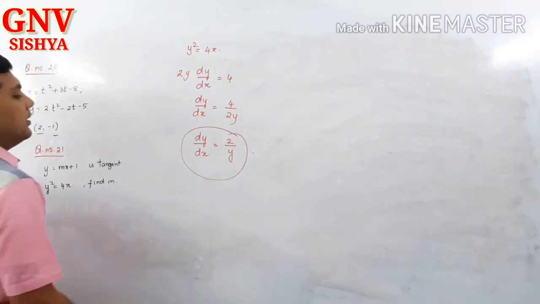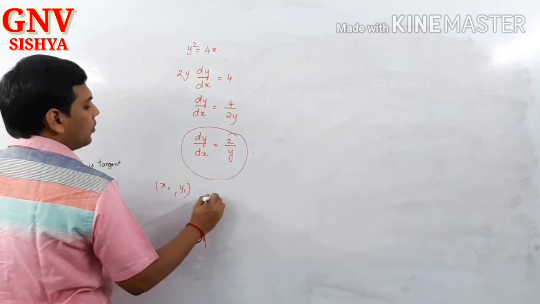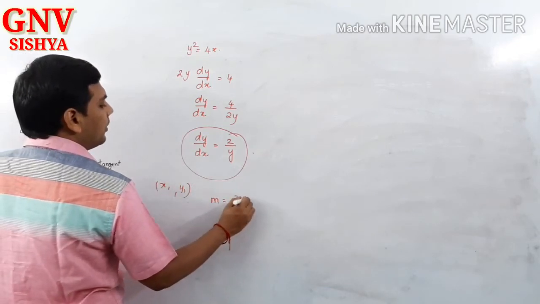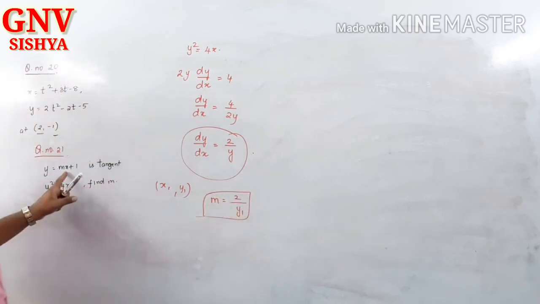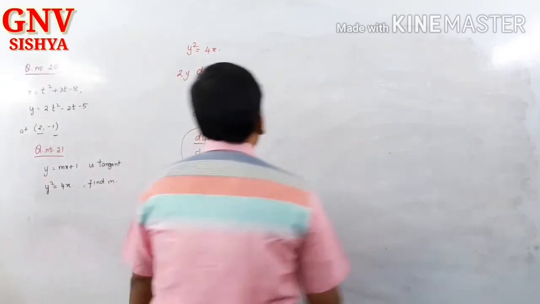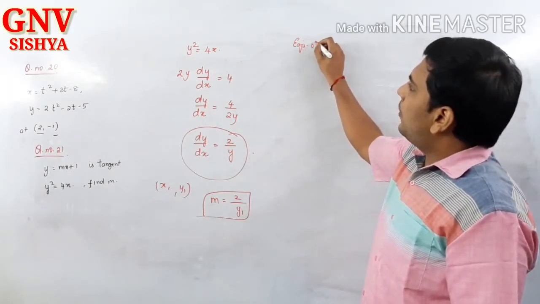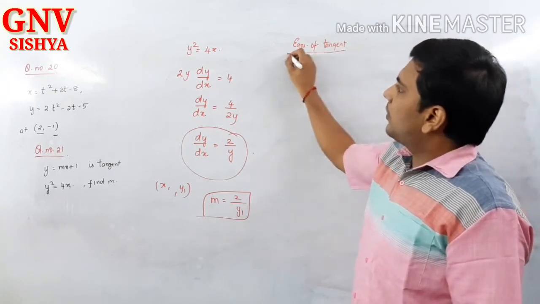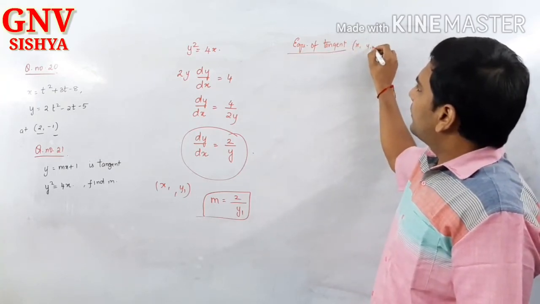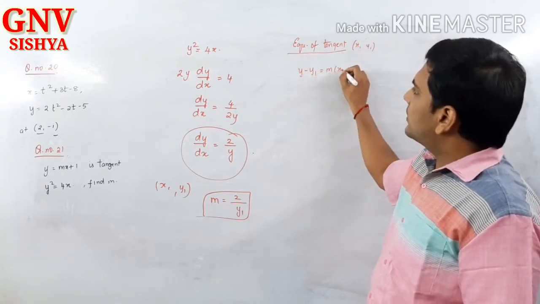Now I can say simply, if it passes through x1 comma y1, definitely my slope, that is m, will be equal to 2 by y1. Correct? They have given m as the slope, which will be equal to 2 by y1. Now please listen. What will be the equation of the tangent, Kana? The equation of the tangent passing through the point x1 comma y1 will be y minus y1 is equal to m into x minus x1.